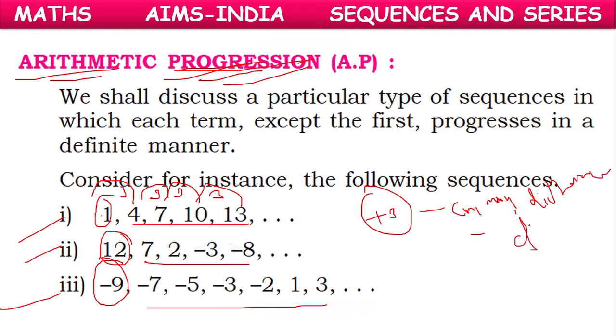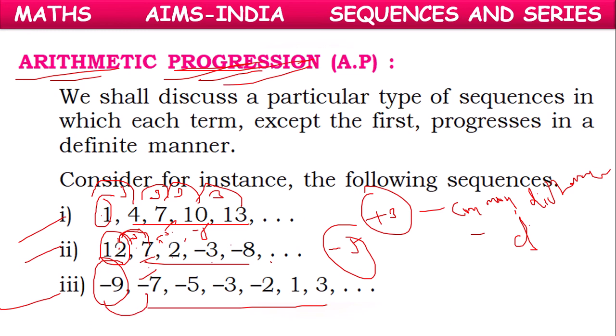Denoted by the symbol D. Here 12, 7. How have we got 7? From the preceding element we have to subtract 5. So 12 minus 5 is 7, 7 minus 5 is 2, 2 minus 5 is minus 3. So here the common difference is minus 5.